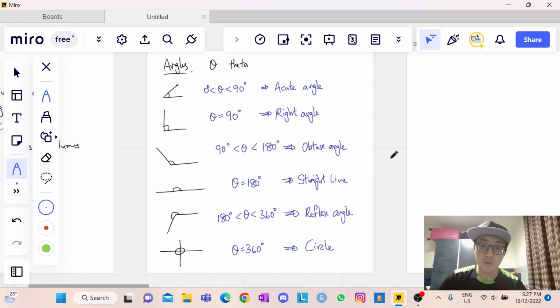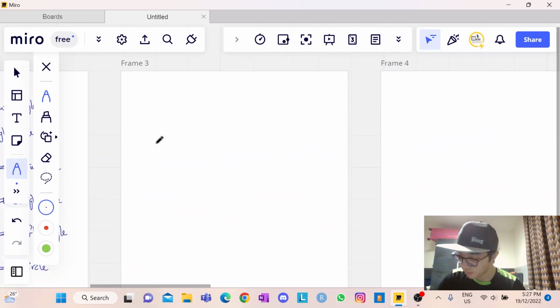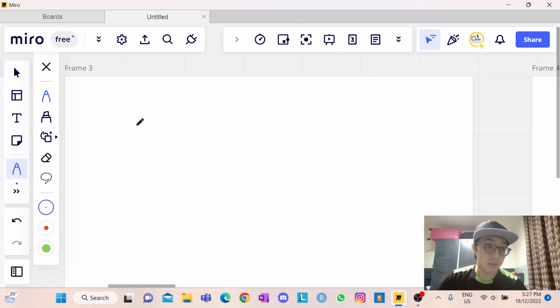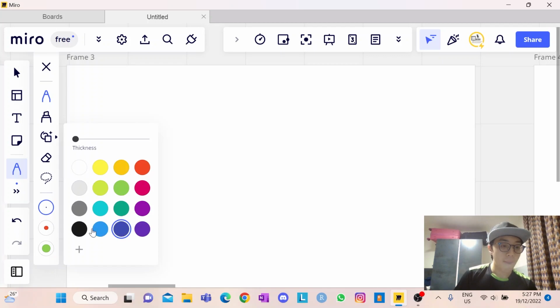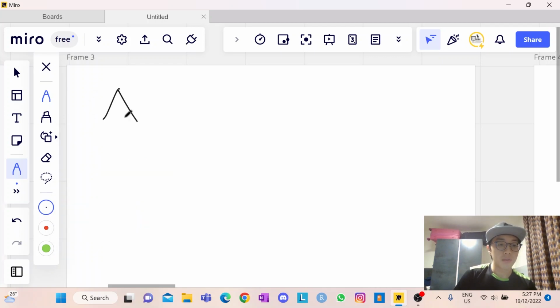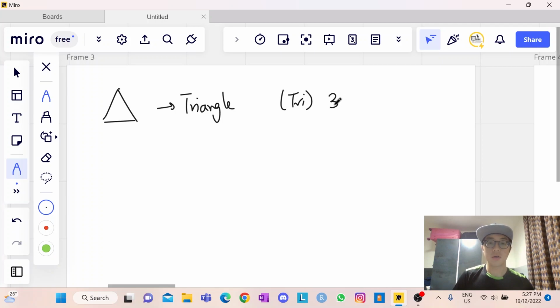Number two, we will be talking about the names of shapes. So we all know this is a triangle. In fact, the tri here means three. You can see there are three sides here, three vertices, and so on. Therefore, it's called a triangle.